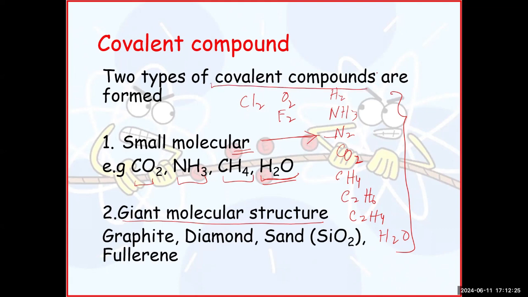Covalent compounds are of two types. One is the small molecular structure that you have just seen. The second, we are going to learn in a while. But before that, I will compare the properties of the two types of compounds.